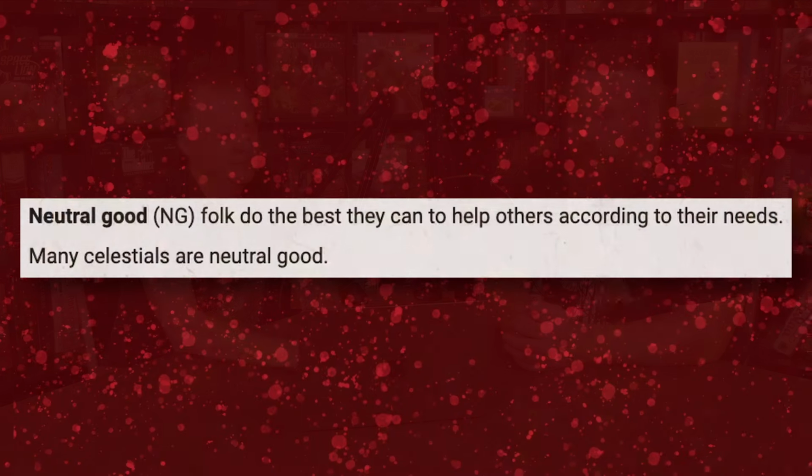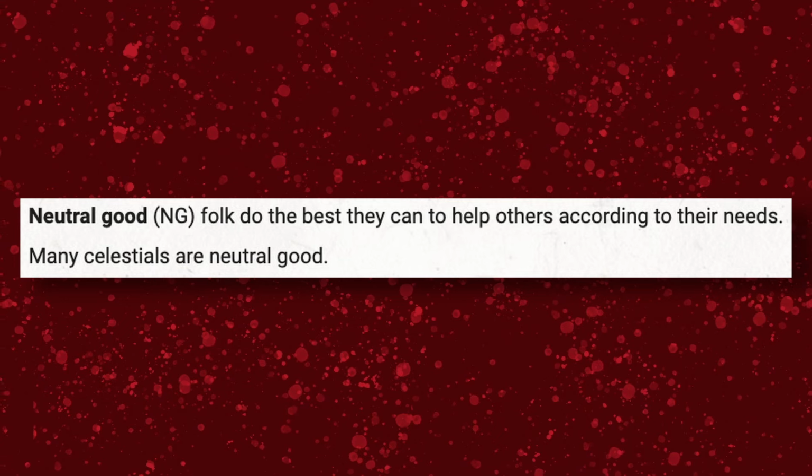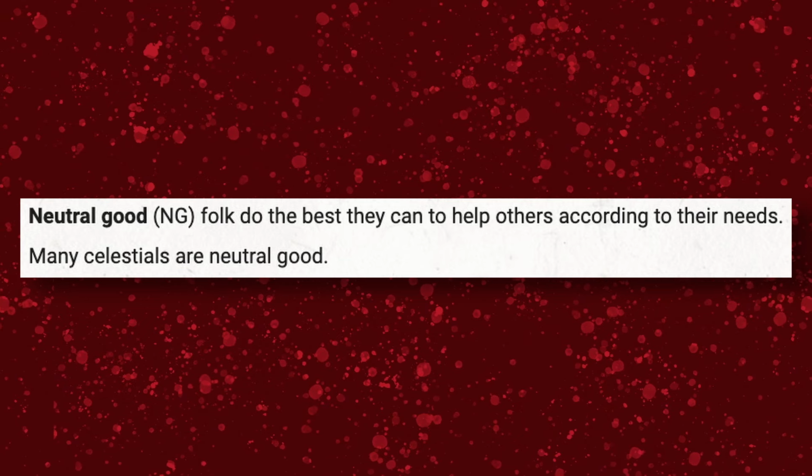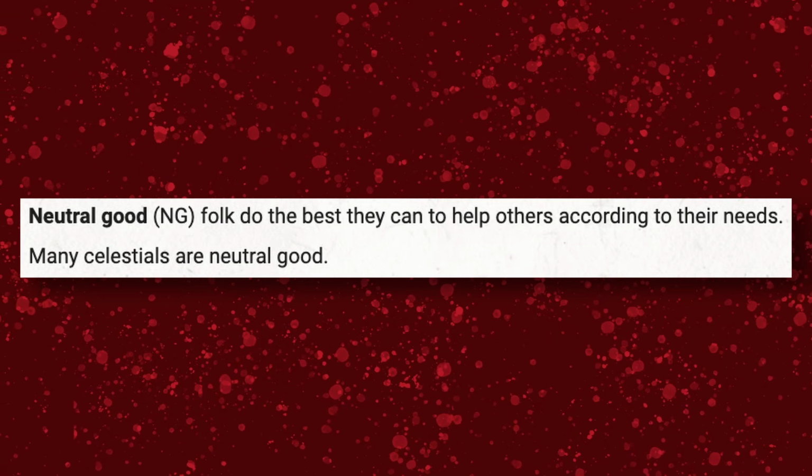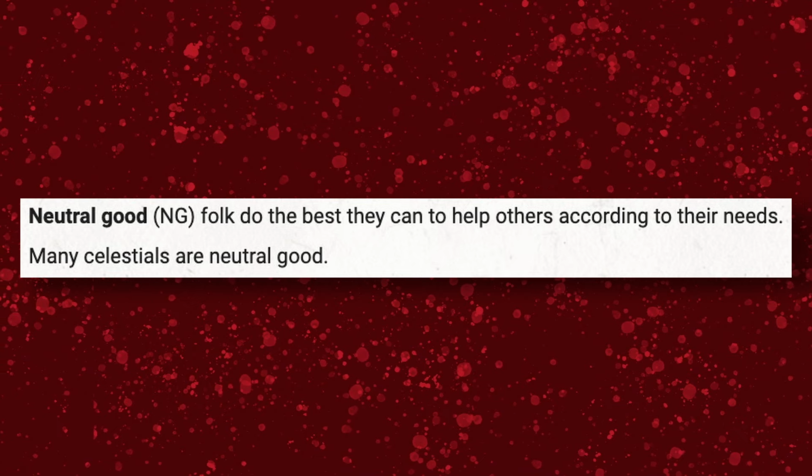Then there's neutral good. Rules as written say of neutral good, they do the best they can to help others according to their needs. Many celestials are neutral good. An example I can think of is the Doctor in Doctor Who. He definitely has a code, but it's also really flexible. I'm thinking especially of Classic Who, which I've seen the most of. The Doctor is a renegade Time Lord. He doesn't necessarily believe in any system, but he's also not chaotic either. He's definitely good, but he's flexible when it comes to codes and law.